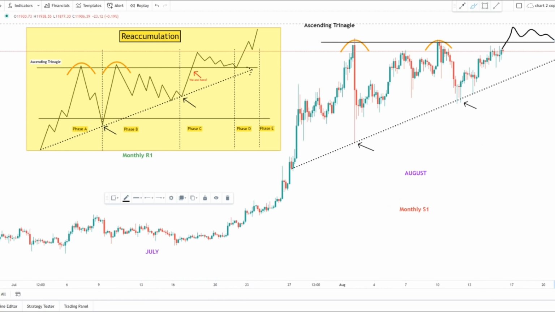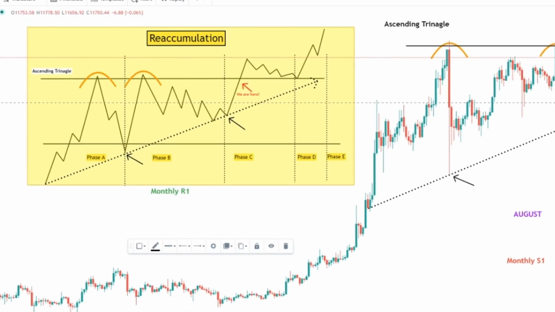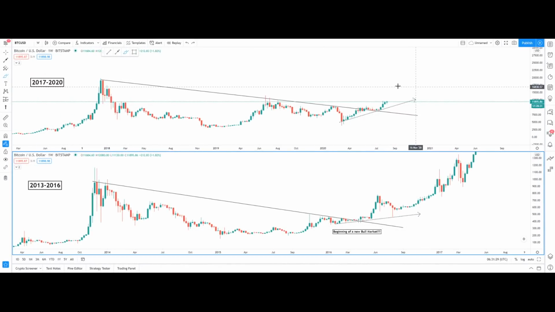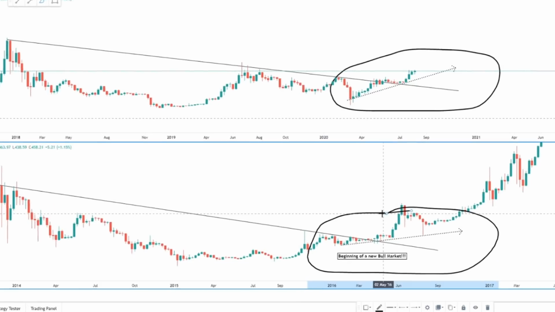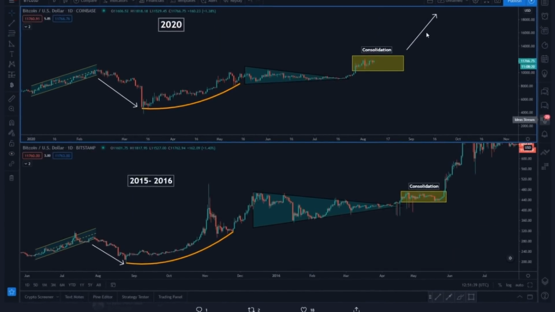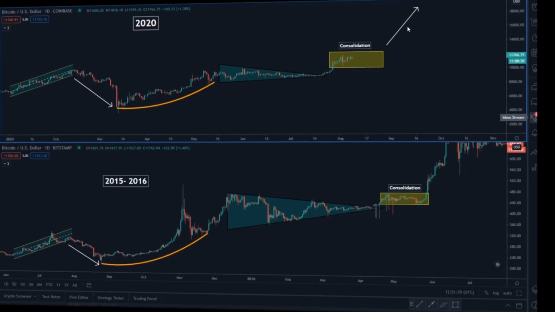Very strong support, which is going to push the price further to the upside, guys. Because right now where we are is exactly where in 2016 the bull market started. This bigger picture is actually indicating we are about to witness a massive bull run.